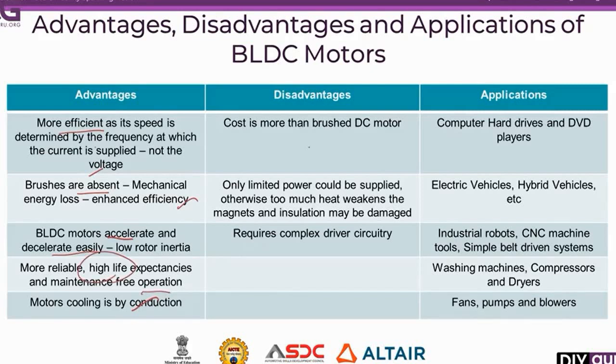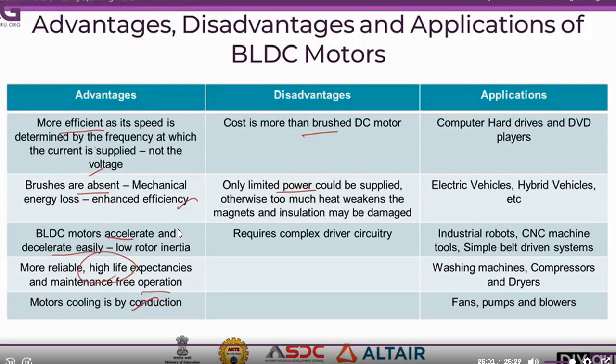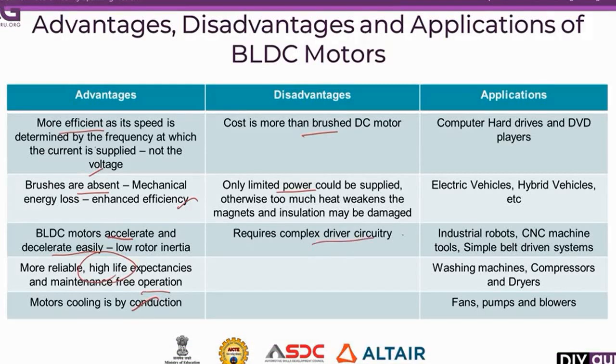Then disadvantages: cost is very high. Since we have a controller and sensors, cost is quite high when compared to conventional motors. It is mainly used for limited power applications and requires a complex driver circuit. If the number of coils is increased, the driver circuits will be complex. Main applications are computer hard disk and DVD players, hybrid electrical vehicles, industrial robotics, CNC machines, washing machine dryers, and normal domestic applications such as fans, pumps, and blowers.